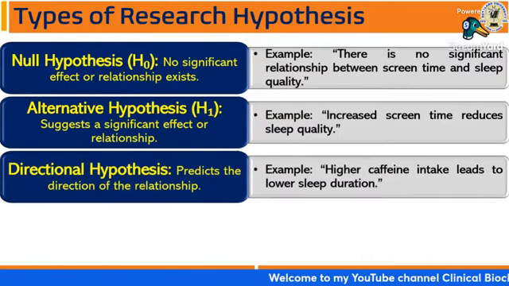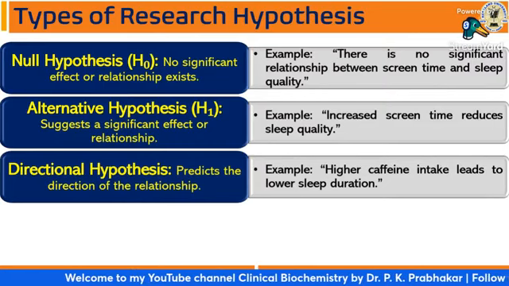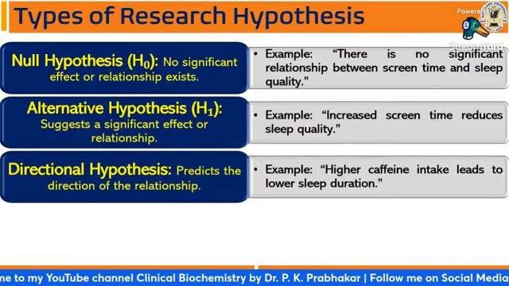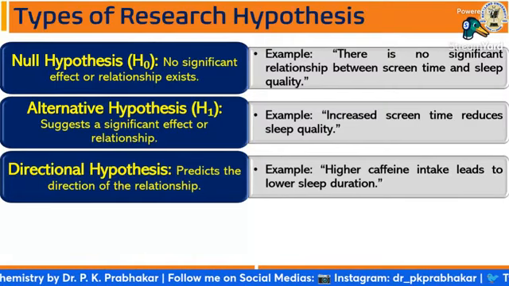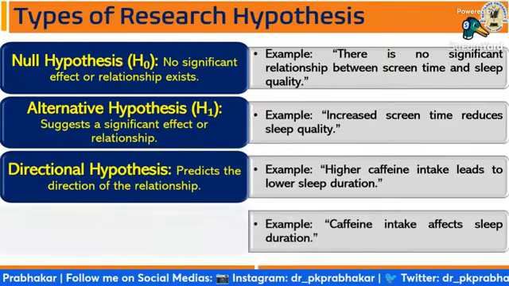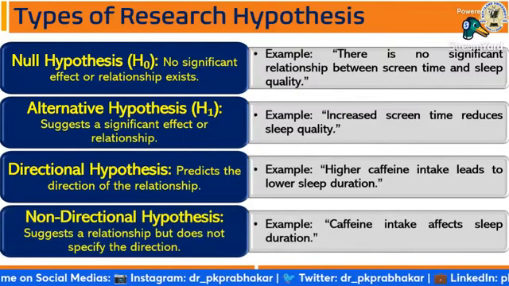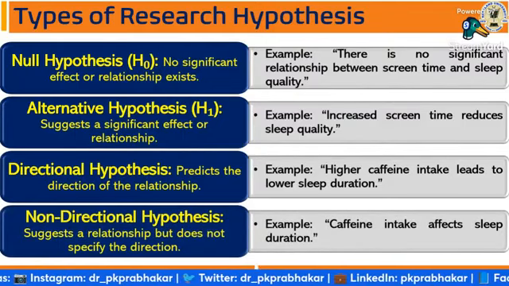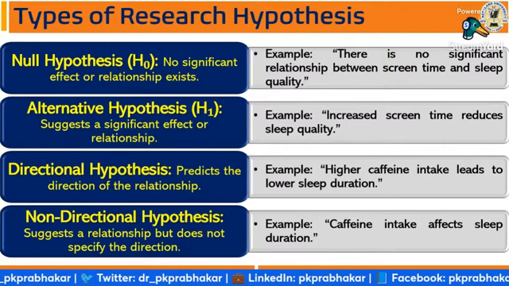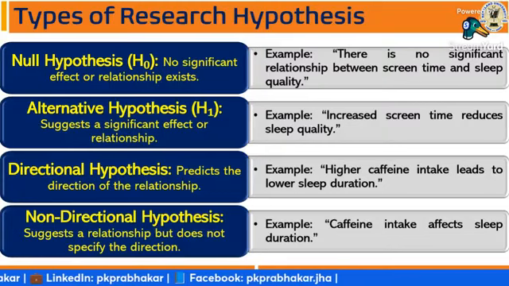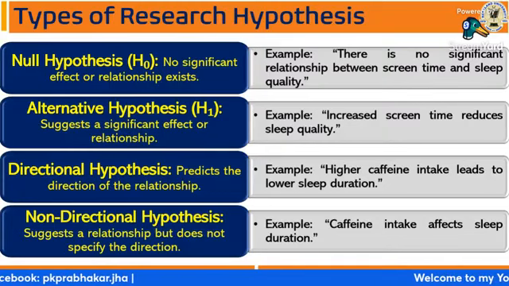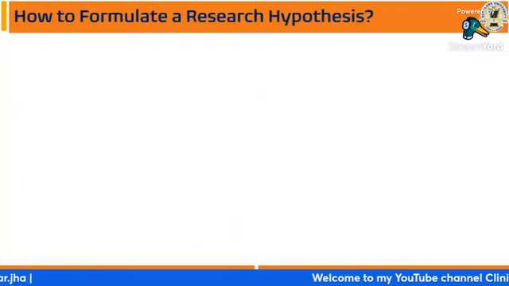The third one is the directional hypothesis, which predicts a relationship in a specific direction, a specific way, like higher caffeine intake leads to lower sleep duration. And the fourth one is non-directional, which suggests a relationship but does not indicate any direction. Like caffeine intake affects sleep duration, but whether the effect is positive, increasing or decreasing, does not come into it. So there are 4 different types of research hypotheses we can have.